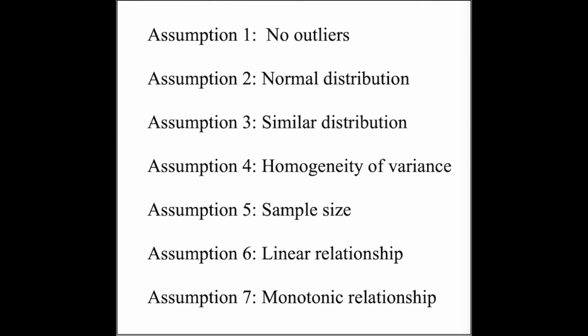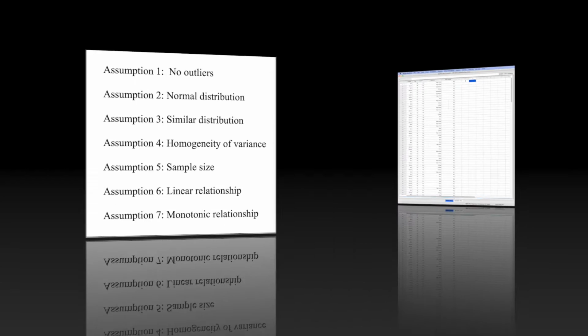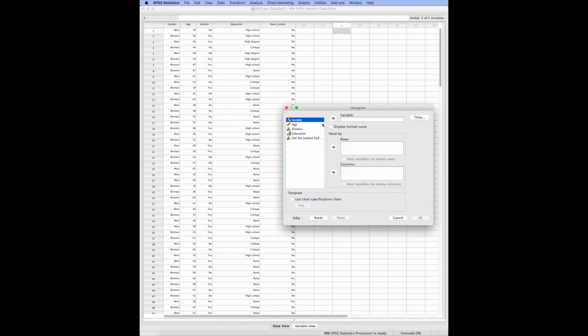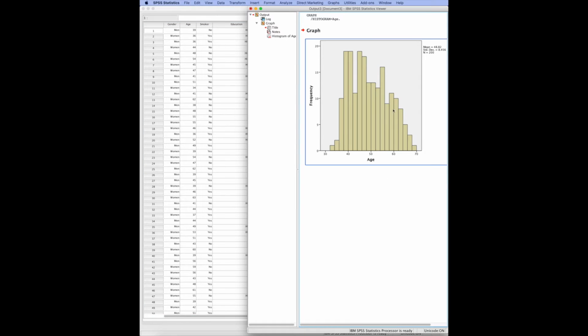Assumption 2. Normal distribution. Tested visually via histograms. Draw a histogram from graphs. Normal distribution means bell-shaped distribution on histograms. Note that mild deviation from normality can be accepted here.